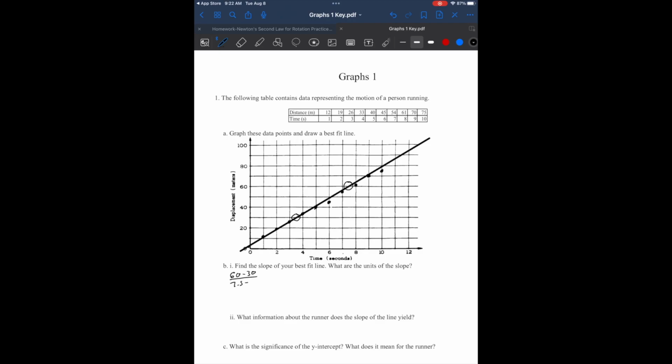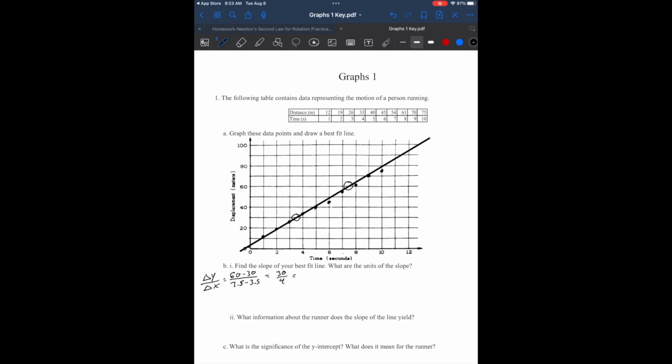Once I have those 2 points, we're looking at the change in y over the change in x, or if you prefer, rise over run. I've got 2 points. My y coordinate is 60 when x is 7.5, and when the y is 30, the x is 3.5. Do the subtraction and then the division, and let's see what I get. 30 divided by 4, it looks like.